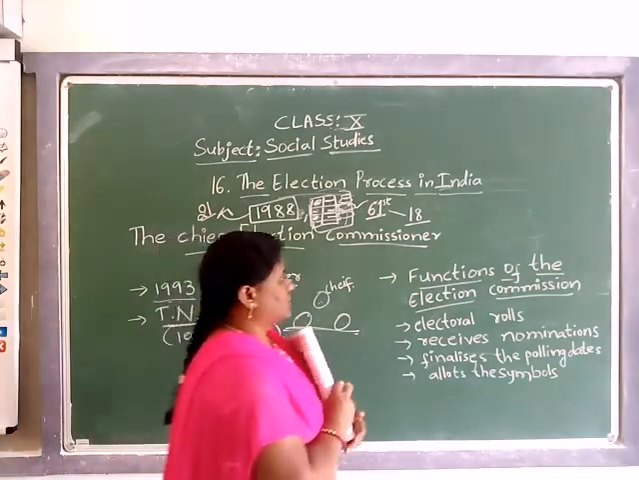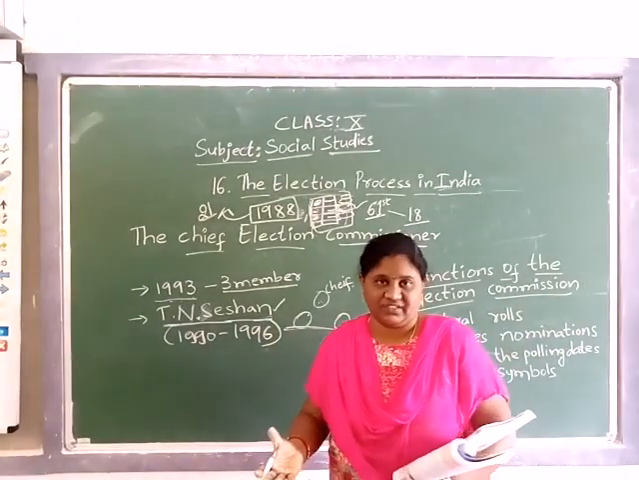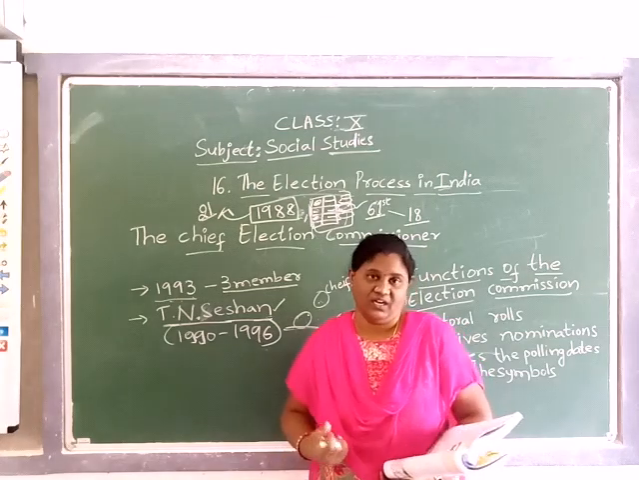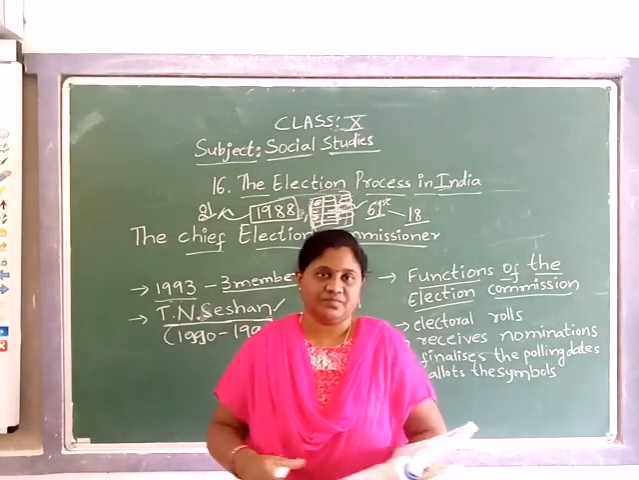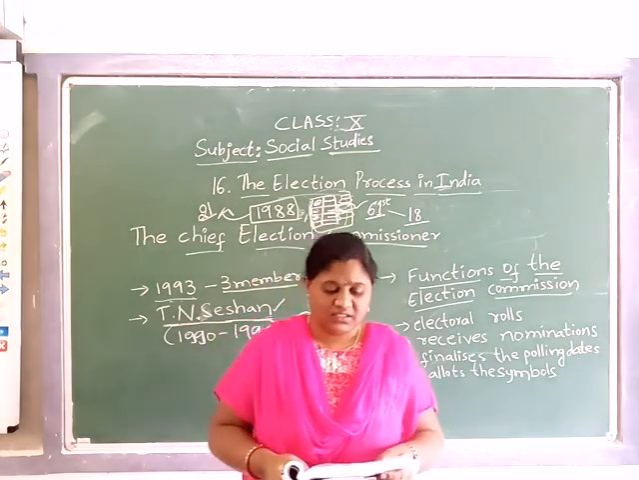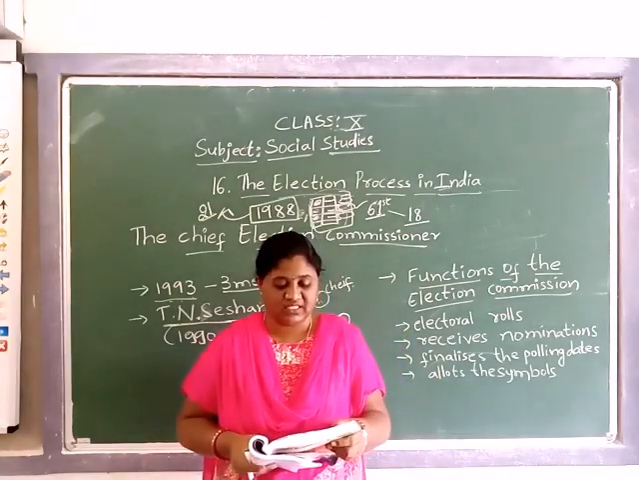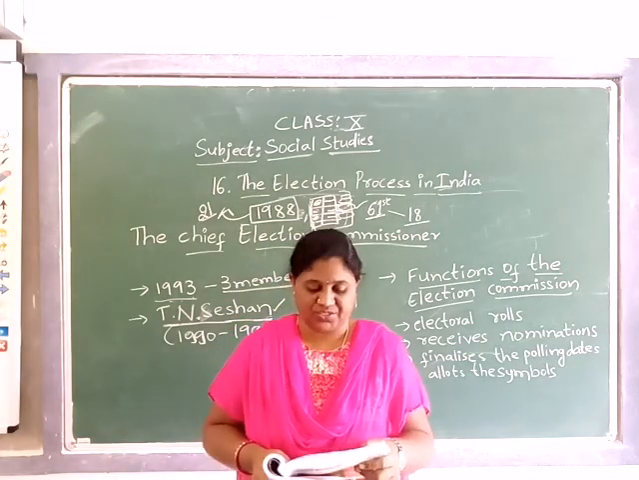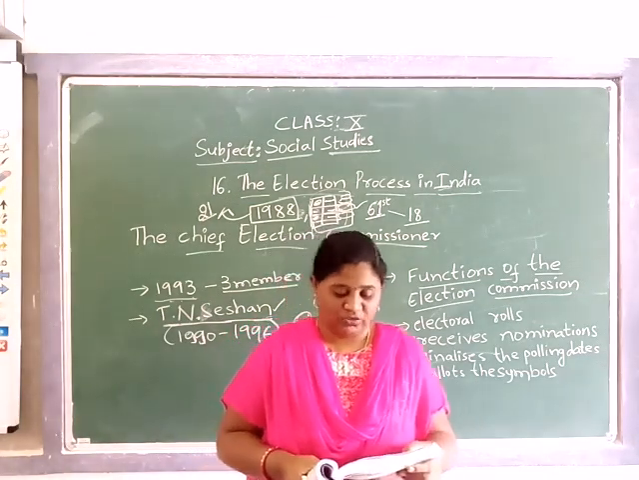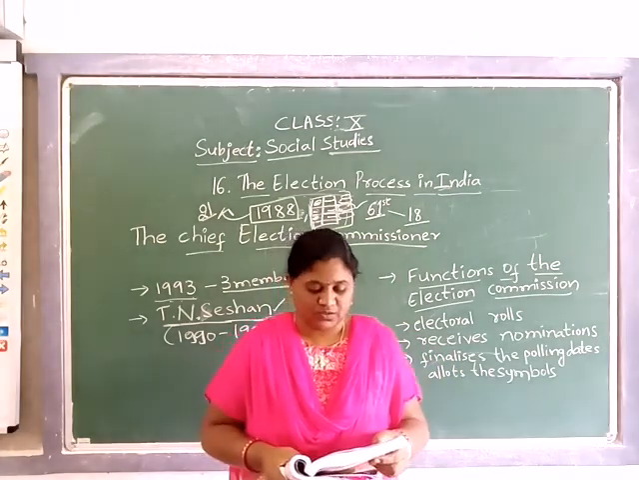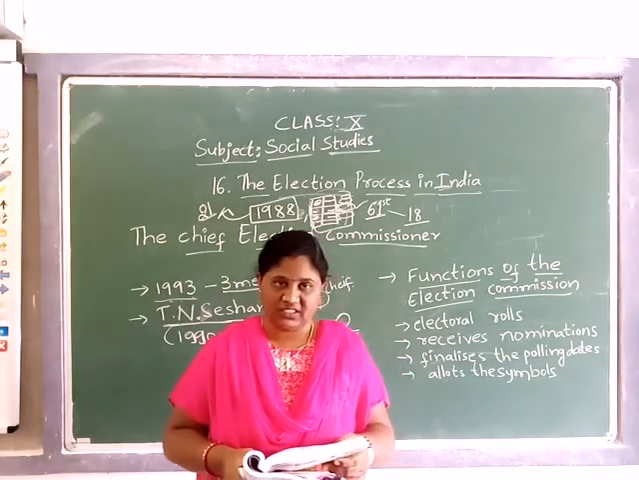Understood? See here, the functions. What type of functions? Administrative functions, of course, maintaining everything, and advisory functions, as well as judicial functions. They have to conduct every election in a correct and fair manner. Under these functions, the Election Commission prepares electoral rolls, revises them within the stipulated time, and demarcates constituencies and territorial limits as per the Delimitation Commission. It announces the schedule of elections, receives nominations, scrutinizes them, finalizes the polling dates, gives recognition to political parties and allots symbols to them.